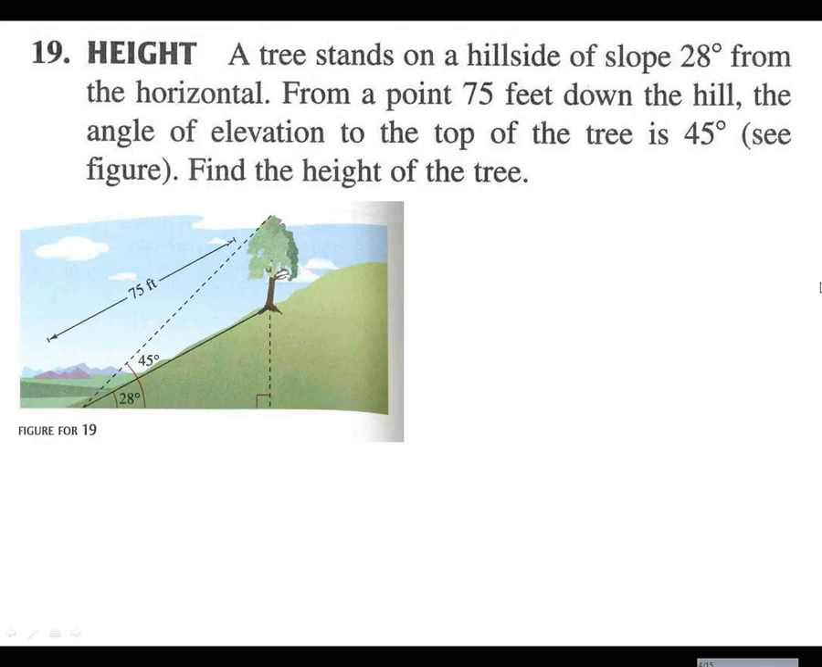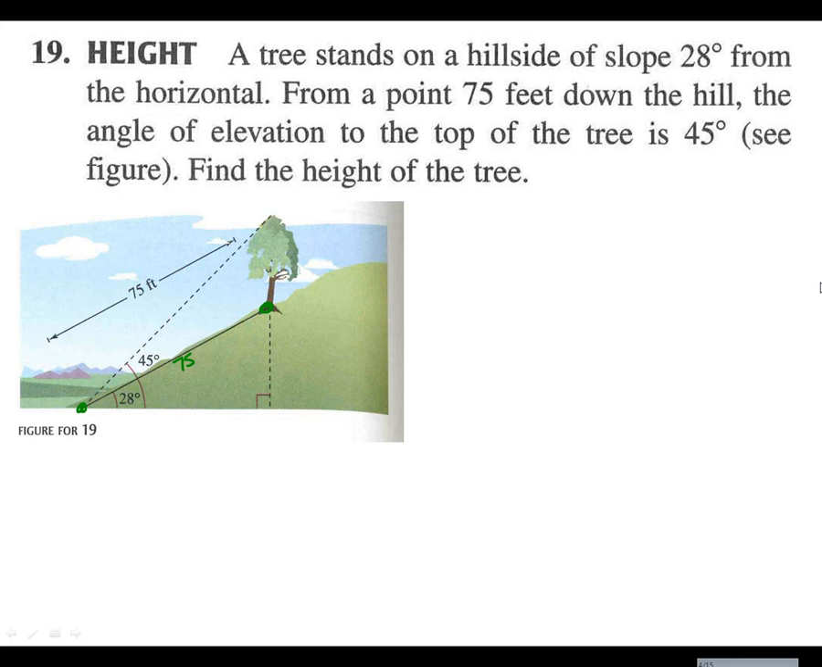Problem 3, 19. A tree stands on a hillside slope 28 from the horizontal, from a point 75 feet down the hill. So this distance from the tree to the bottom of the hill is 75. The angle of elevation to the top of the tree is 45 degrees. And they got the figure here. We could definitely draw this without the figure here. Do some practice with that. You might see that on a test of some sort. We want to find the height of the tree here.